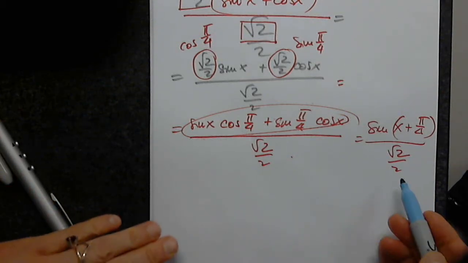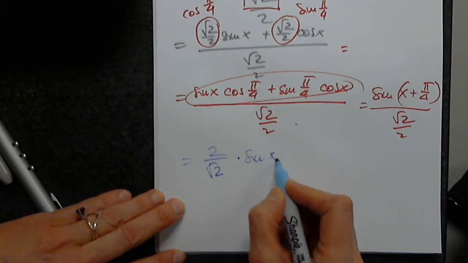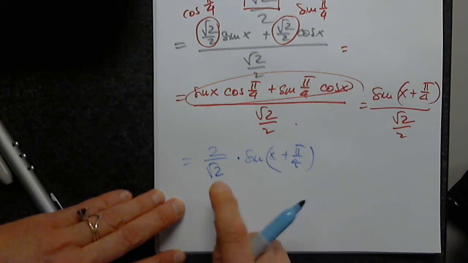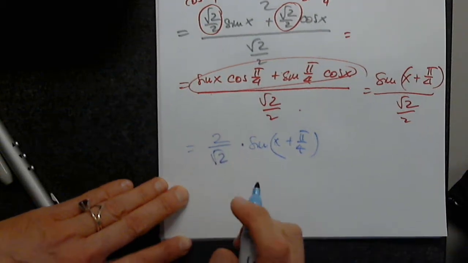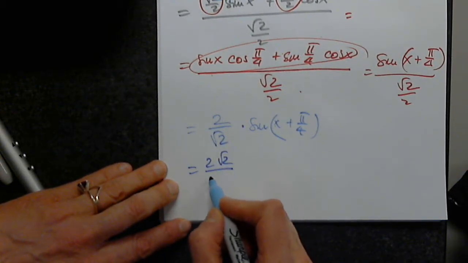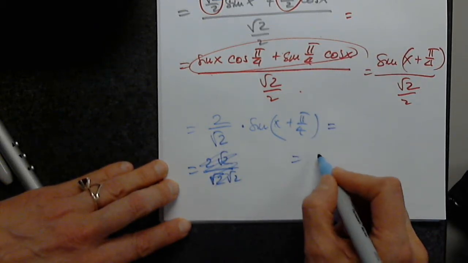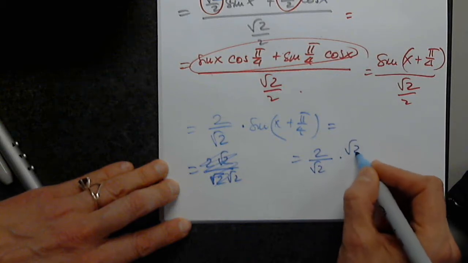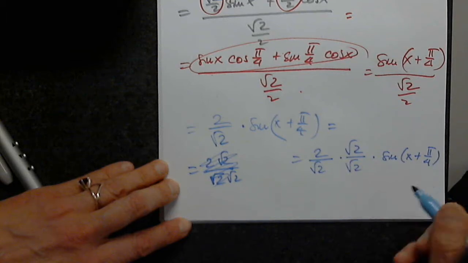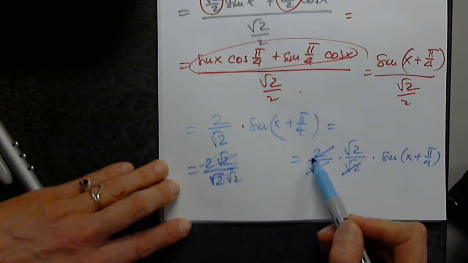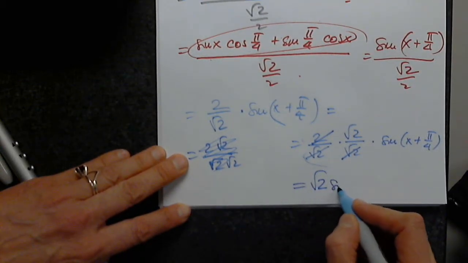So now I will flip this, of course, into 2 over the square root of 2 times sine of x plus pi over 4. And I have to rationalize. When I rationalize, multiplying by the square root of 2 over the square root of 2, I get 2 over the square root of 2 multiplied by the square root of 2 over the square root of 2, times sine of x plus pi over 4. These 2 will go away. This is a 2 and this is a 2. So the simplified form is this.